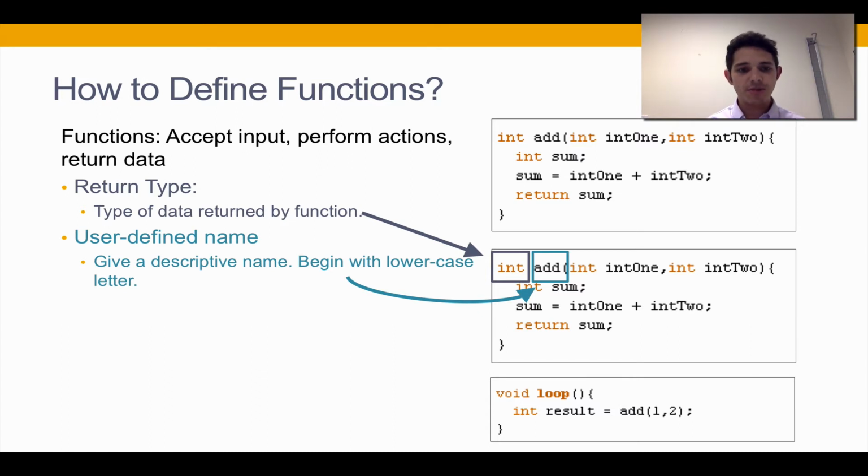Next, we need to give our function a user-defined name. We want it to be descriptive and unique. And just like variables, we're going to give it a lowercase letter. So in this case, I want to create a function that adds. So I'll just call it lowercase add.